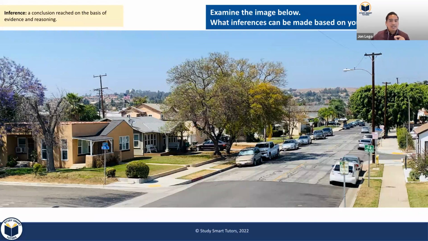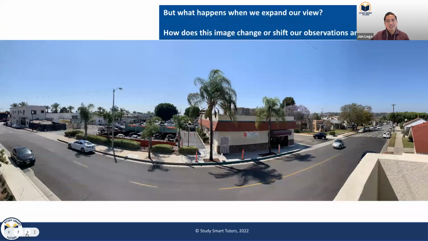Now I'm gonna show you one last image, and this is gonna be a little bit different from the first two. This last image is actually a complete picture of both image 1 and image 2. So if you look to the left, we have image 1 and image 2 to the right. What I want us to think about now, and feel free to chat this in the chat box, is what happens when we expand our view. So now we have a very expansive, complete view of this area. How does this new image change or shift our observations, or maybe even our inferences from image 1 and 2?